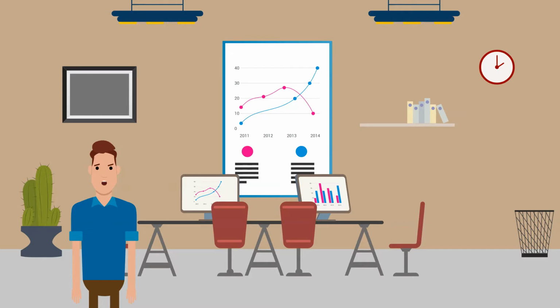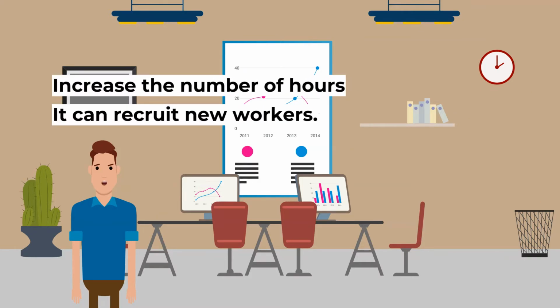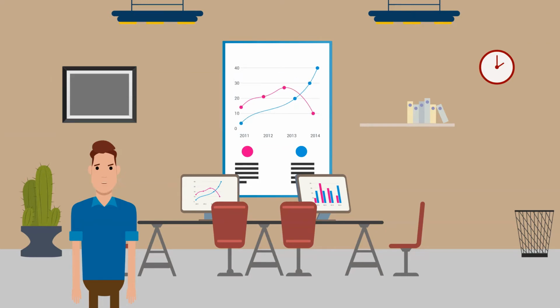Firms can increase the number of hours worked by their workforce in two ways. It can increase the number of hours by its existing labor force, or it can recruit new workers. Therefore, although an increase in wage rates may not increase the number of hours worked by existing labor, it will increase the number of workers. This is because new workers may join from other industries or from being unemployed.